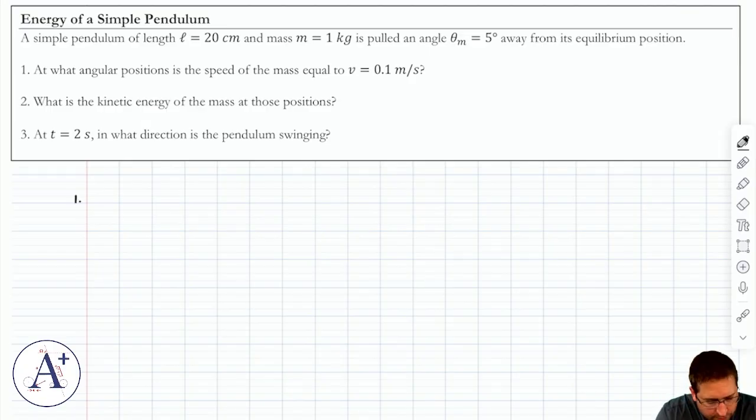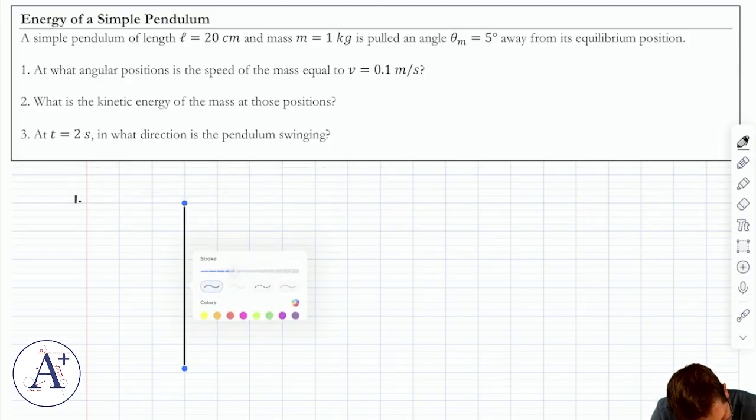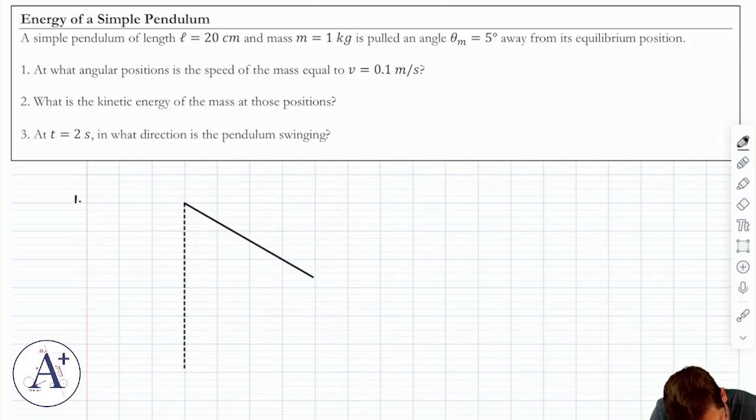I have a simple pendulum with a length of 20 centimeters and mass of 1 kilogram, pulled 5 degrees away from its equilibrium position. At what angular speeds is the speed of the mass equal to 0.1 meter per second? Okay, well, that is a similar question to what we just solved for the horizontal mass spring oscillator, right? So I'm going to exaggerate the angles just so I can see what's going on. Okay, this is obviously much bigger than 5 degrees.